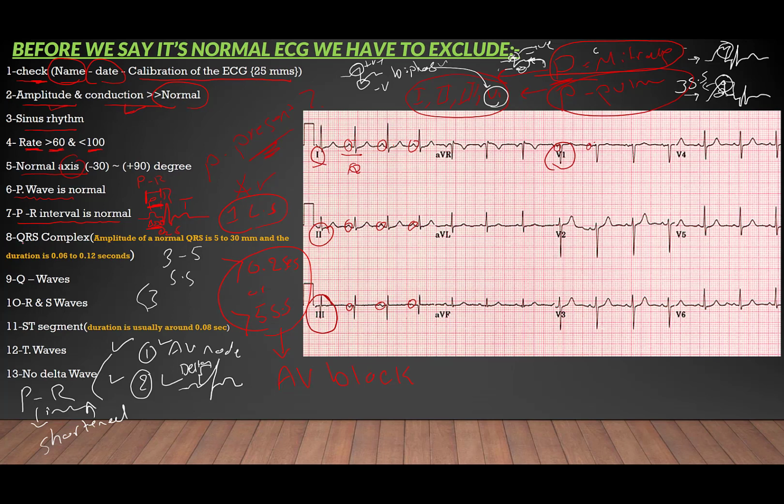We have the QRS complex. As you know, the amplitude of a normal QRS complex is 5 to 30 millimeter, and the duration is 0.06 to 0.12 second. When assessing the QRS complex, you need to pay attention to the following characteristics, which are width, height, and morphology.